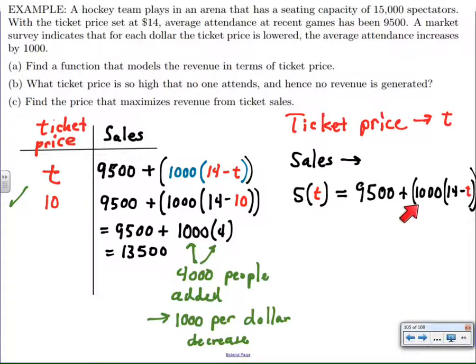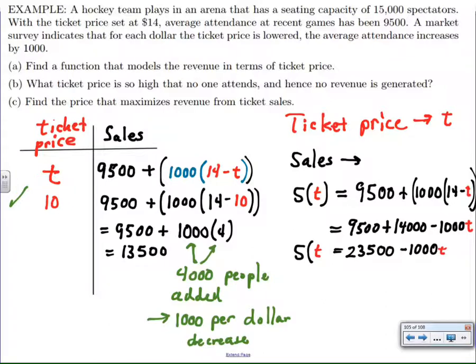First thing I'm going to do is distribute the 1,000, and then collect the like terms, so that we can get a simple base equation. So there's my sales equation. And what I noticed right here is something that I've observed in my exploration. This is a linear function. My sales function is a linear function, and essentially my sales will depend on the ticket price.